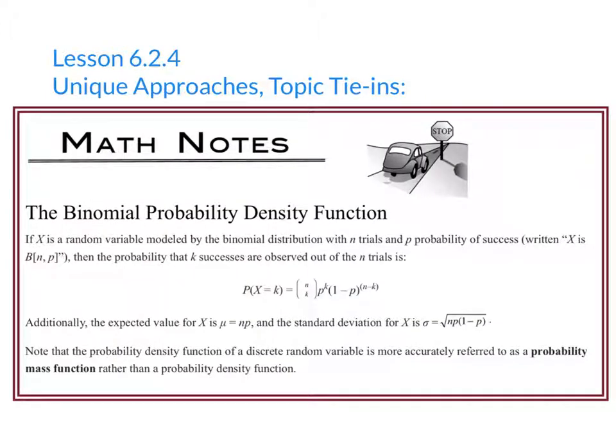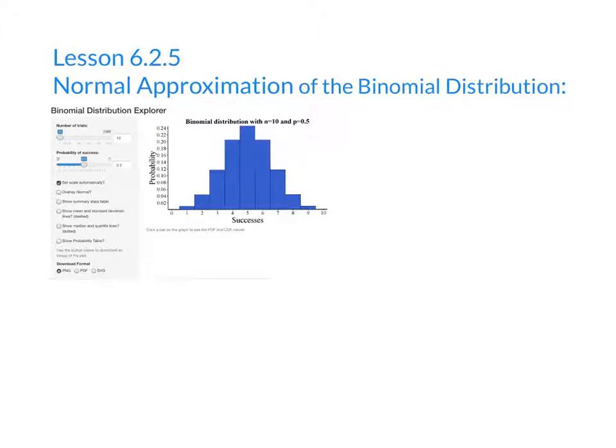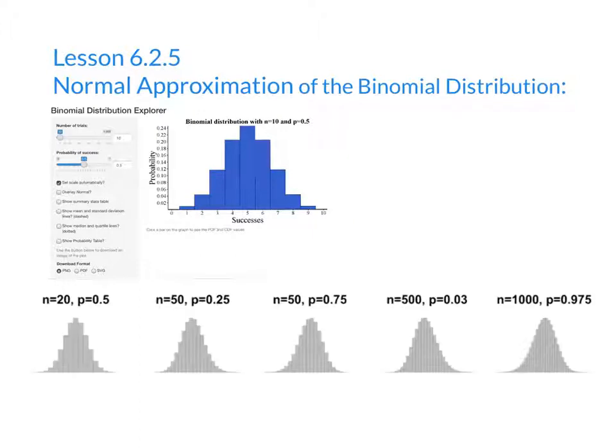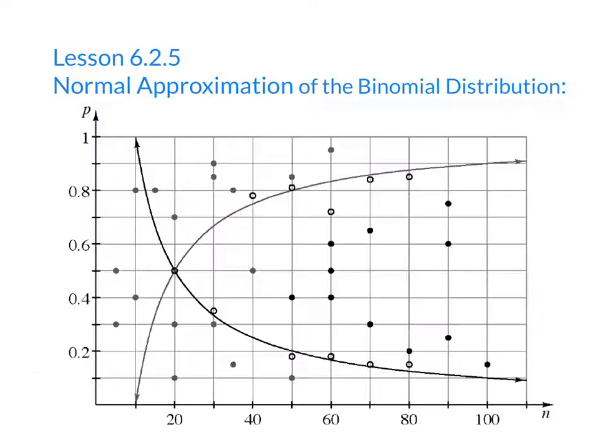The binomial probability density function formula is given in a Math Notes box. However, expected value and standard deviation are formalized in Lesson 6.2.5. In Lesson 6.2.5, again, the students will be using the Binomial Distribution Explorer e-tool to observe the shape of various binomial distributions for various combinations of n and p.